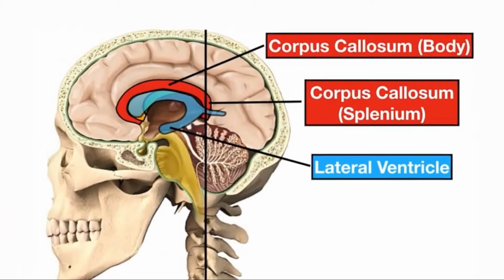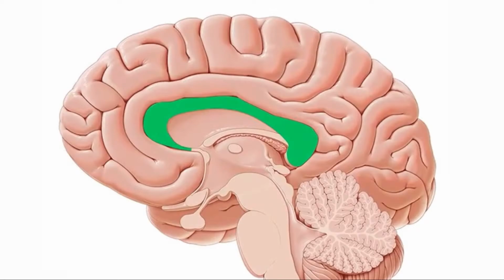It is composed of over 200 million axonal projections, facilitating the transfer of information, integration of motor, sensory, and cognitive performances between the cerebral hemispheres. The corpus callosum can be segmented into different regions based on its anterior to posterior orientation: rostrum, genu, body or trunk, and splenium. Functions. Corpus callosum performs several functions.